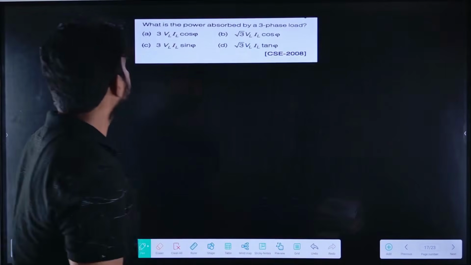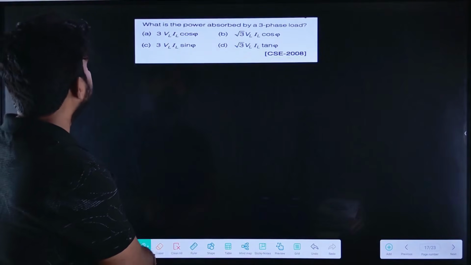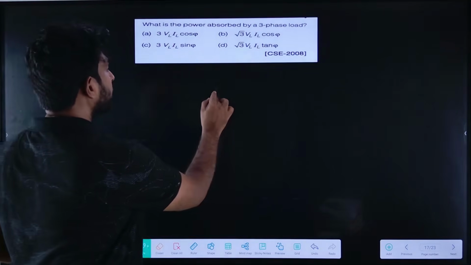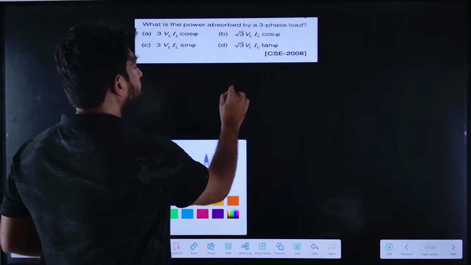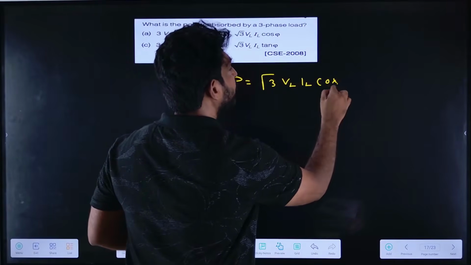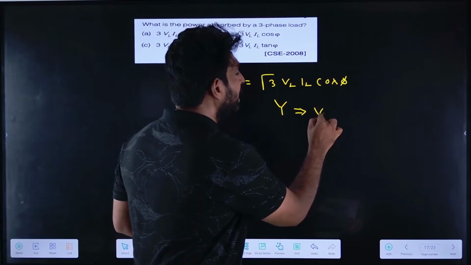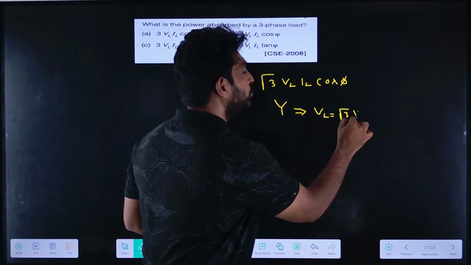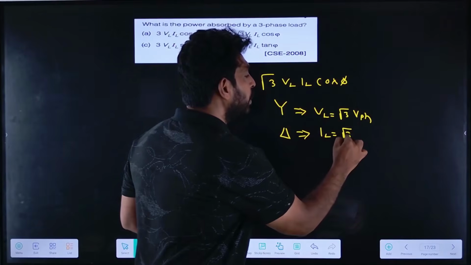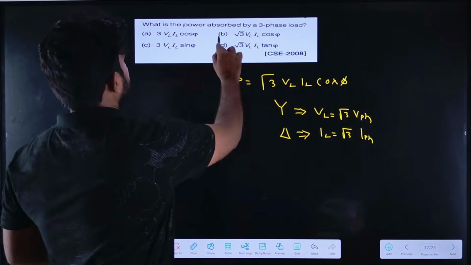Right? Now let us solve the next question. What is the power absorbed by the three-phase load? The power absorbed will be P equal to root 3 into VL IL cos phi. Where in case of a star connected load, VL equals root 3 into V phase. In case of a delta connected load, IL equals root 3 into I phase. Right? So option B is the right option.